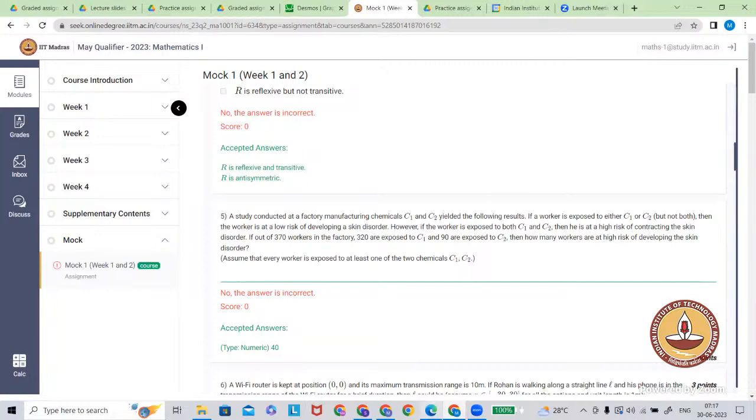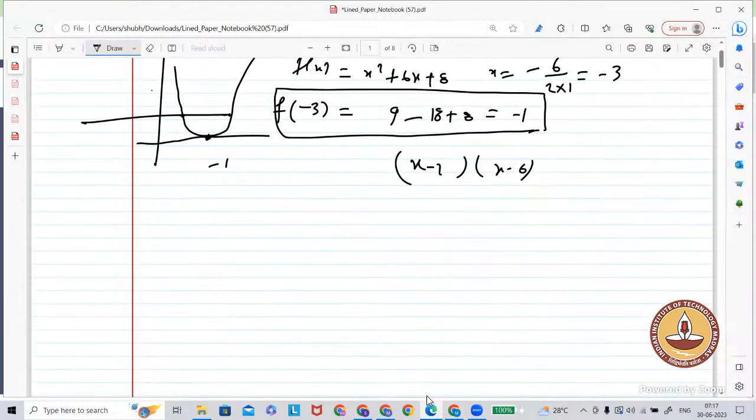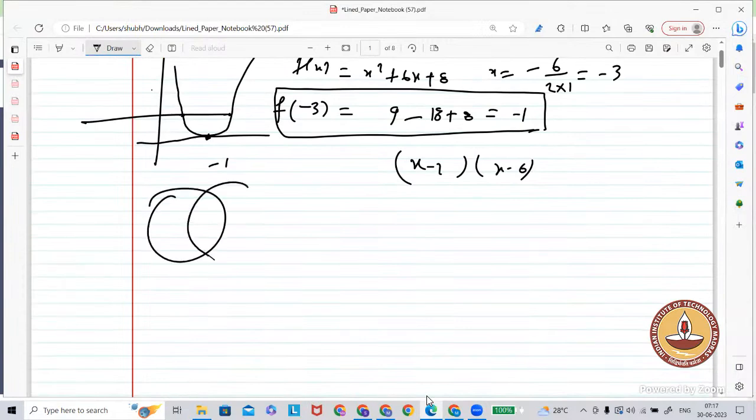So this question is on week 1. This is on set theory, right? You all know the Venn diagram. Yeah, this is on Venn diagram.